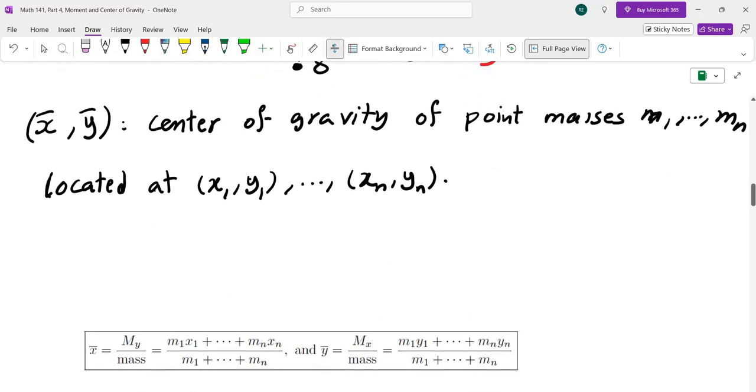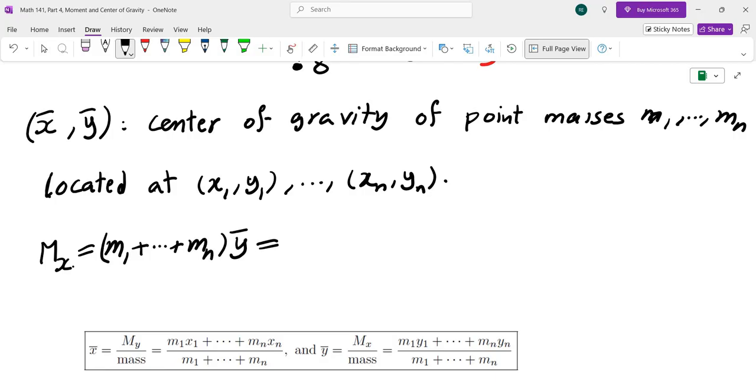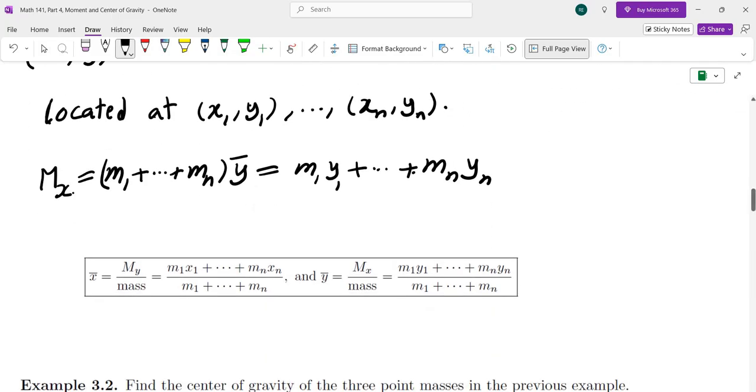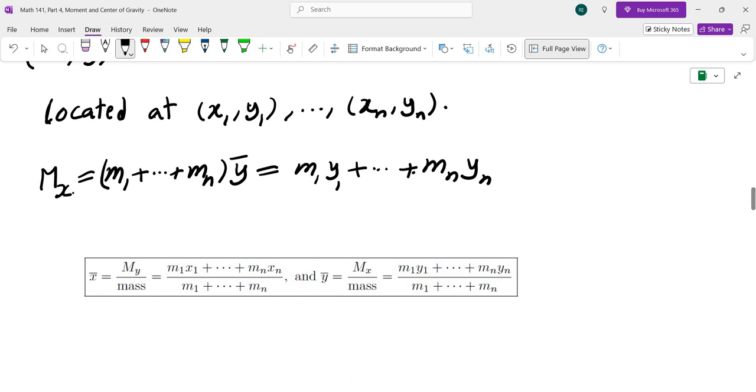So what is the moment relative to the x-axis? Moment relative to the x-axis would be the total mass times y bar. And on the other hand, it is m1 y1 for the n masses all the way to mn yn. And I can do the same thing for M sub x as well. And what I would get is these 2 formulas here.